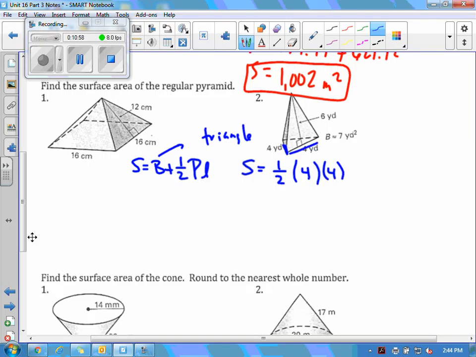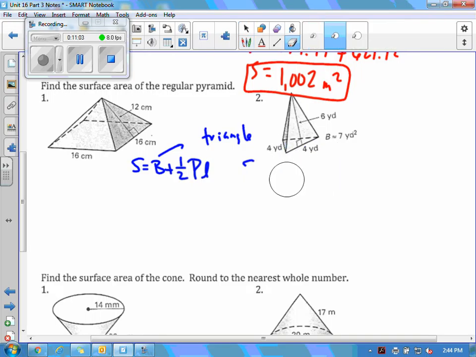Now, if you look on this, they actually made it even easier for you. They told you that the capital B is 7, so you don't even have to do that work. So B is 7. They've done that for you. Then we need 1/2 the perimeter, the perimeter of the base.